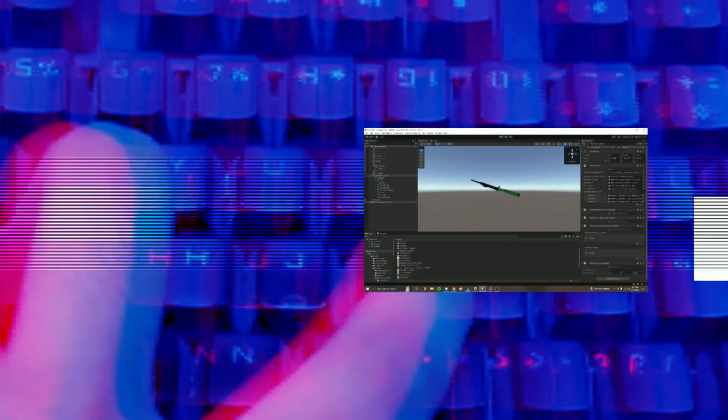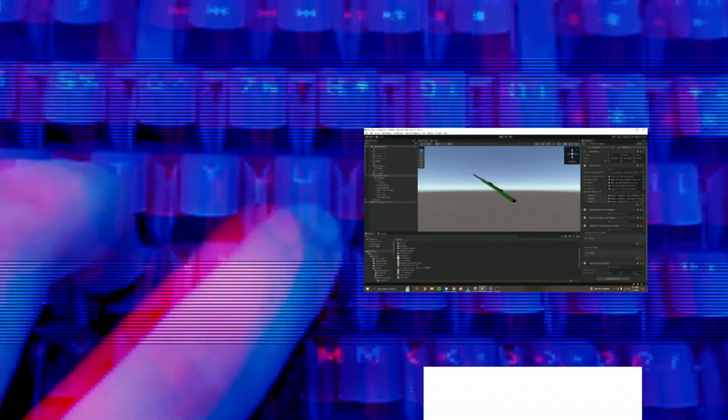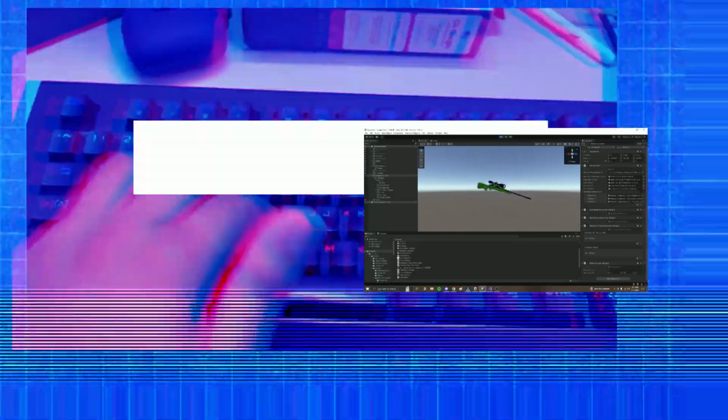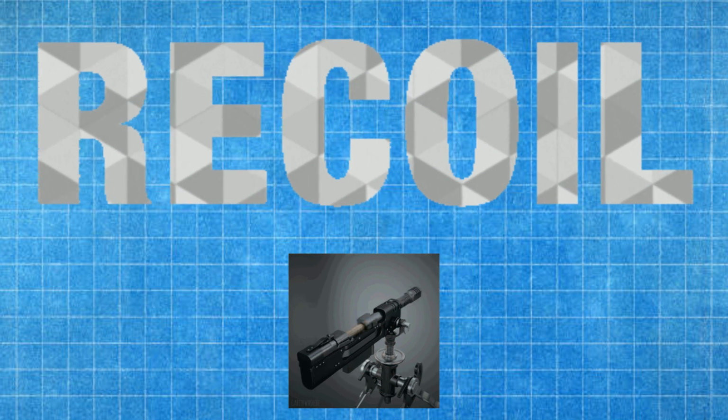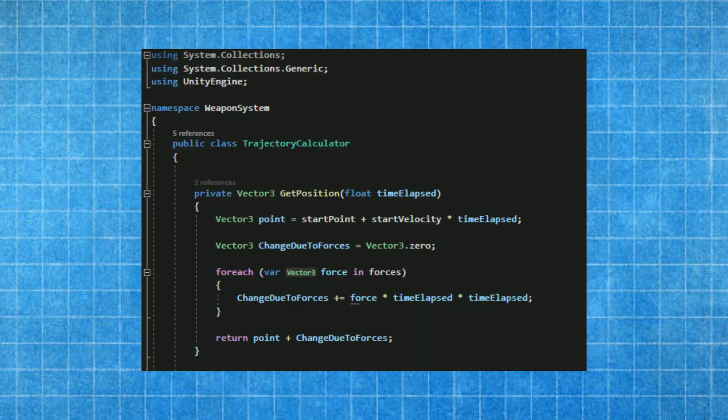Step 3. Scripting the weapon. For scripting the weapon, we need to program the bullet trajectory and recoil of the weapon. So we have created this trajectory calculator which returns the updated position of the bullet based on the bullet's initial velocity, the external forces, and the amount of time that has passed since the bullet was fired.